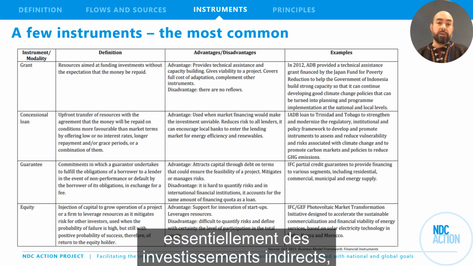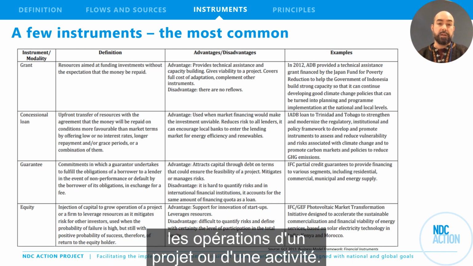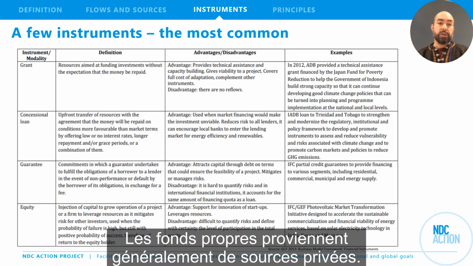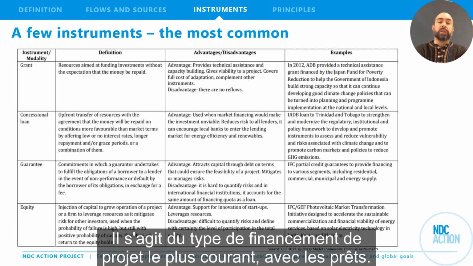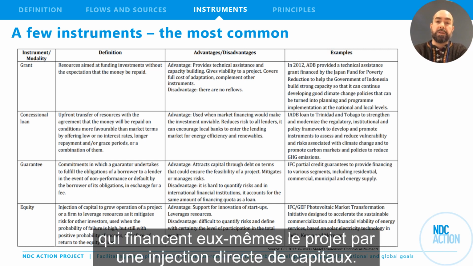And we have equity, which is basically direct investments, so injection of capital to grow operations in a project or an activity. And equity usually comes from private sources, but there are also funds that can provide equity. And this is sort of the most common project finance along with loans. So you have private or public sources that finance the project themselves with direct capital injection.